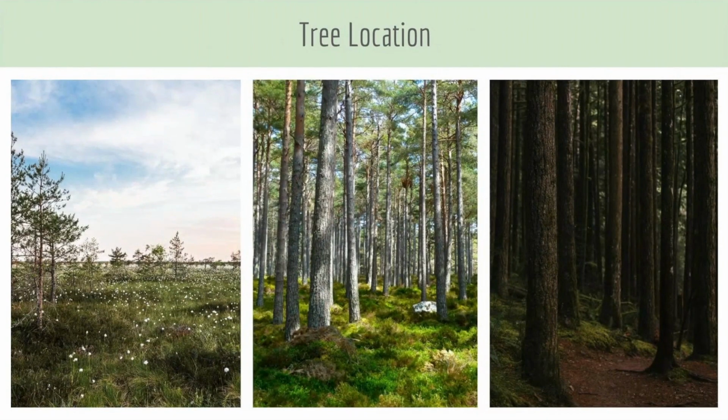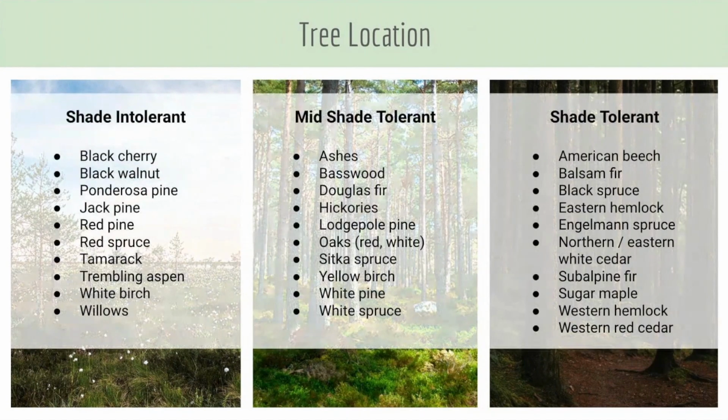On a smaller scale, where you are within the forest can also influence what trees you'll see. If you're along the forest edge where there's a lot of sunlight, you'll find shade-intolerant species. As you move further into the forest and light becomes less available, you'll see a transition towards more mid to high shade-tolerant species. So now that you know where to find some of these species, what do they look like?